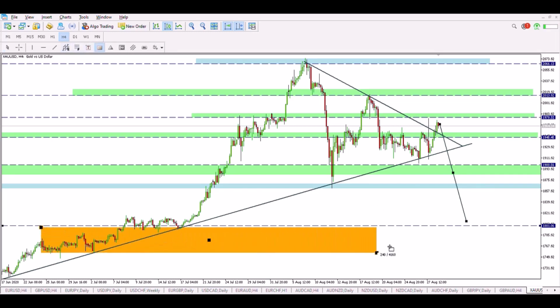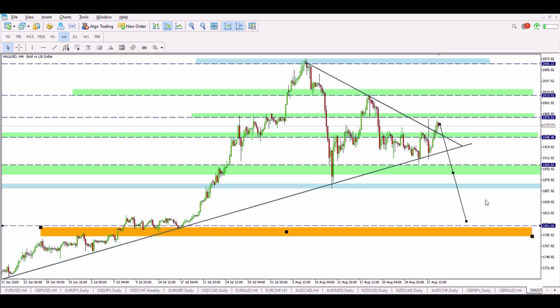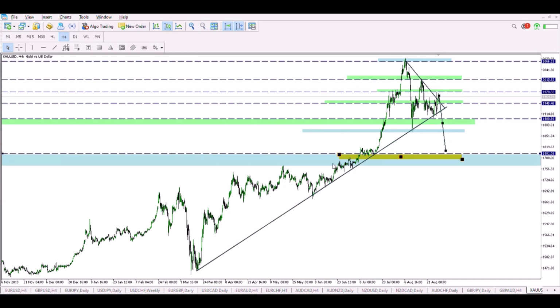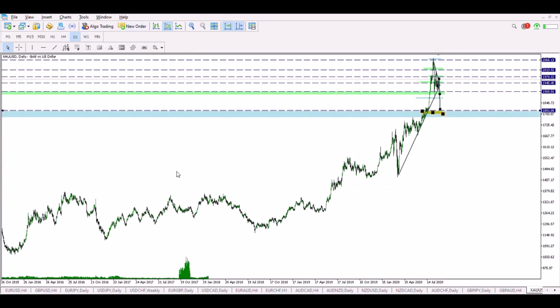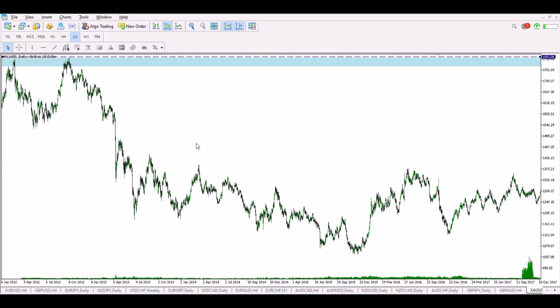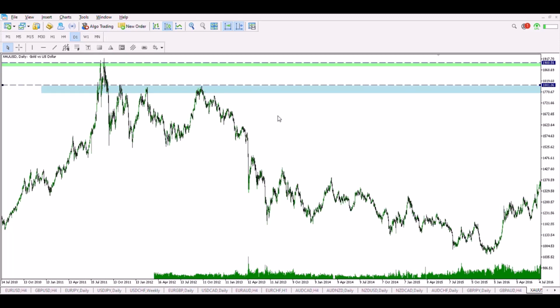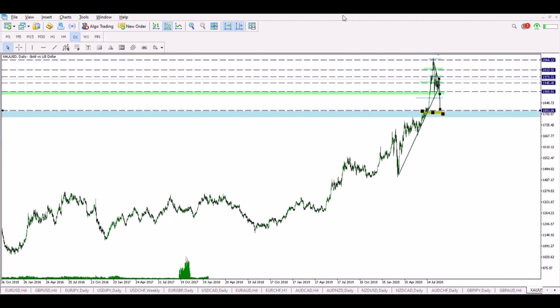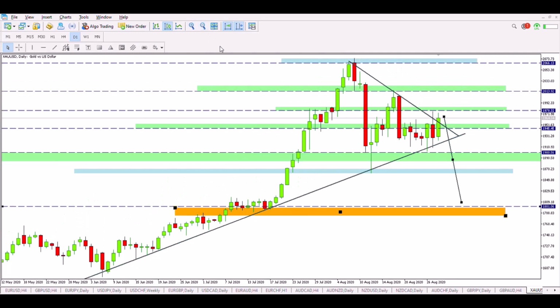So this will be definitely our target if we are bears, because as you can see in the past, it was a pretty strong resistance zone, now turning to support.